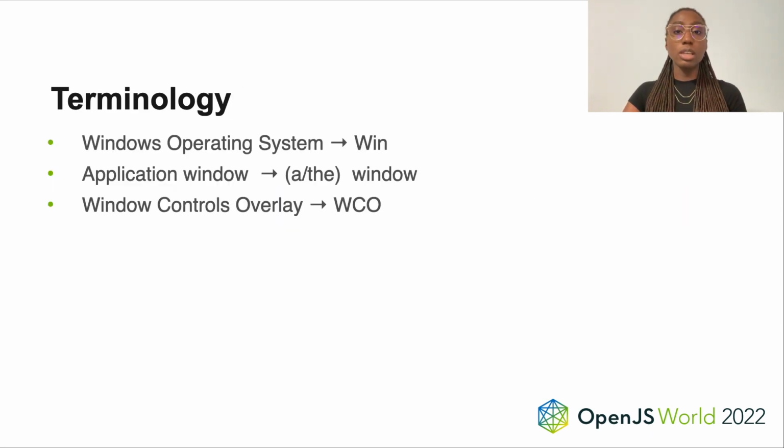Before moving forward, there are several terms that involve the word window throughout this feature. So in order for things to be more clear, I will refer to the Windows operating system as Win, the application window as the window, and the Window Controls Overlay as its initialism, WCO. With that out of the way, let's move on to the process of actually implementing WCO for Electron.